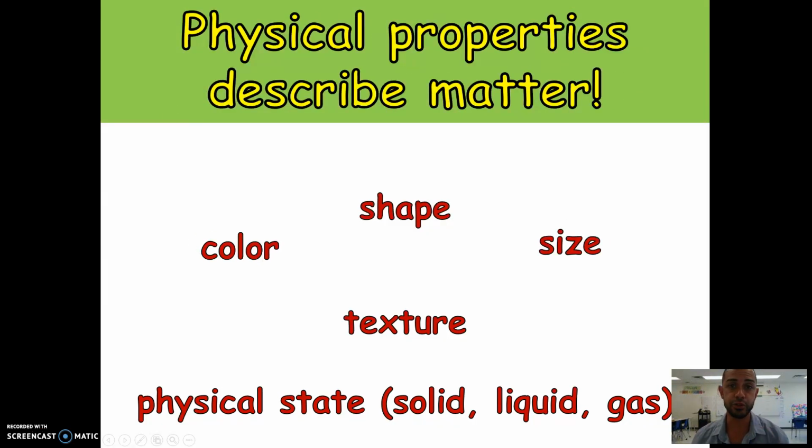So if I ask you to describe this dice, you can say that this dice has a cube shape, it's blue, it's very soft, it's very light. So these are the physical properties of this dice. If I ask you to describe, for example, your dog, you can describe the color, you can describe the texture of your dog, right? Because those are physical properties of matter. And even your dogs are matter.